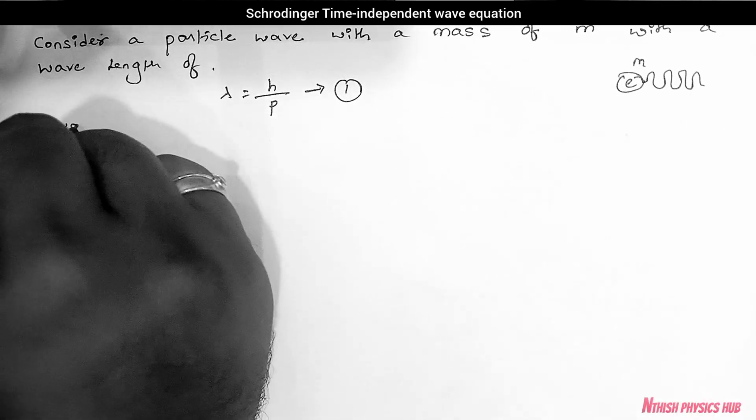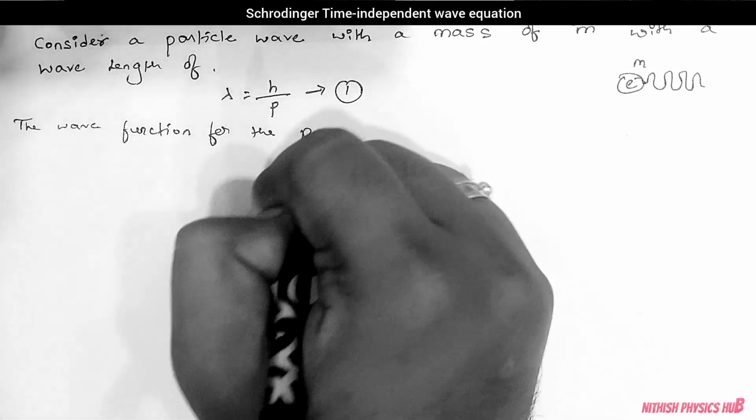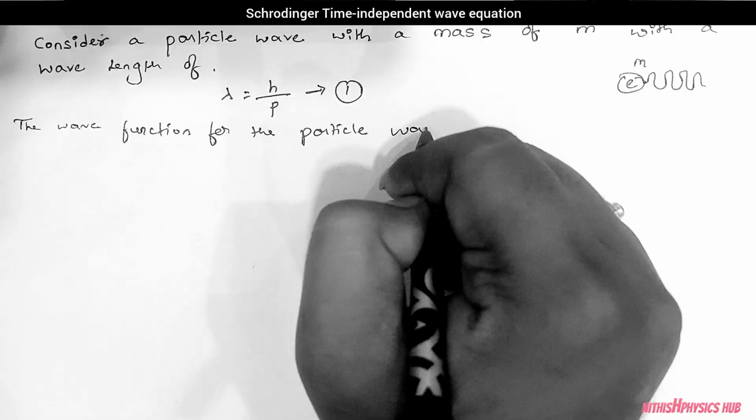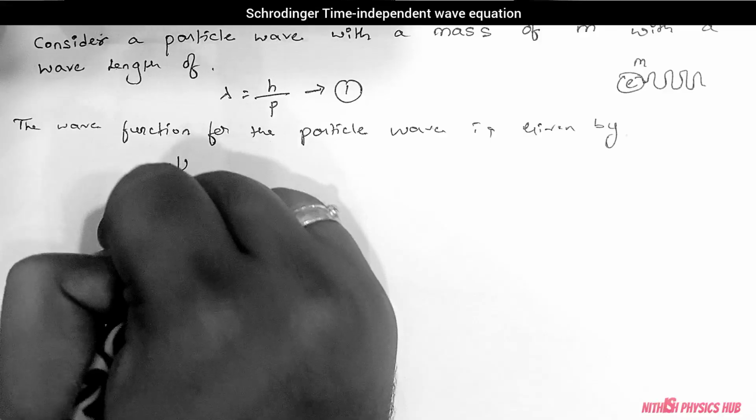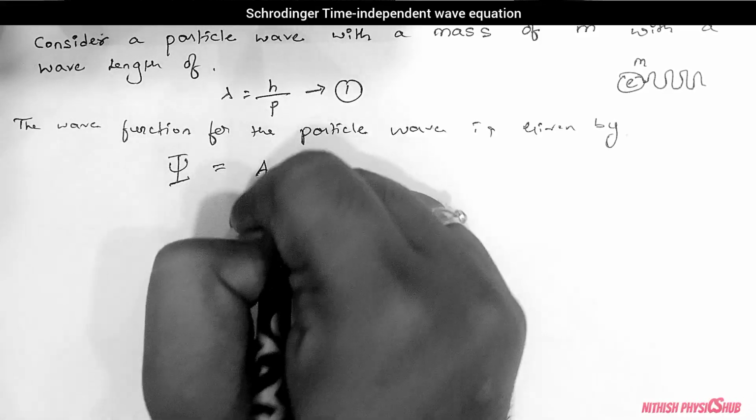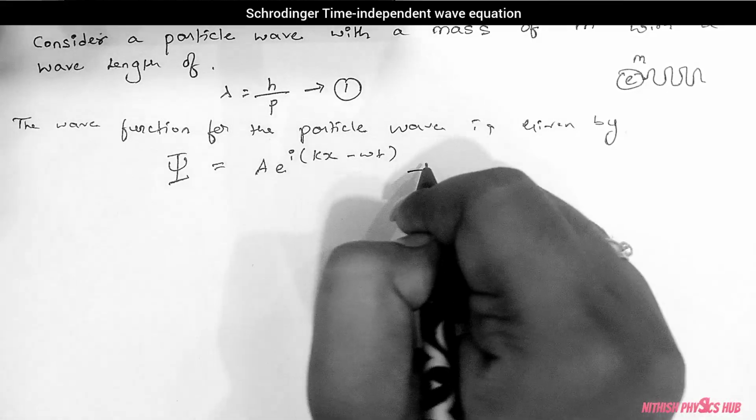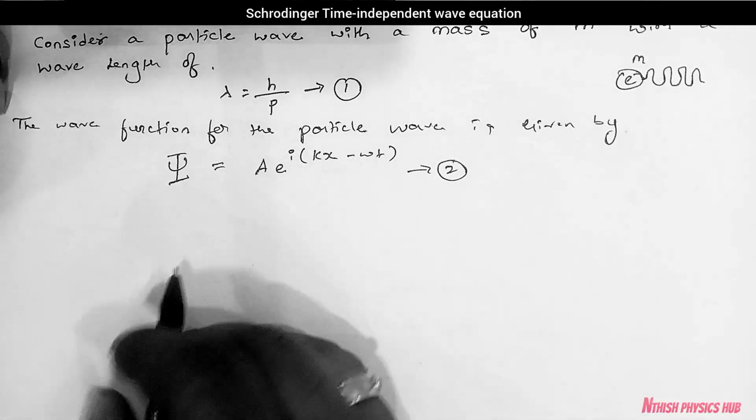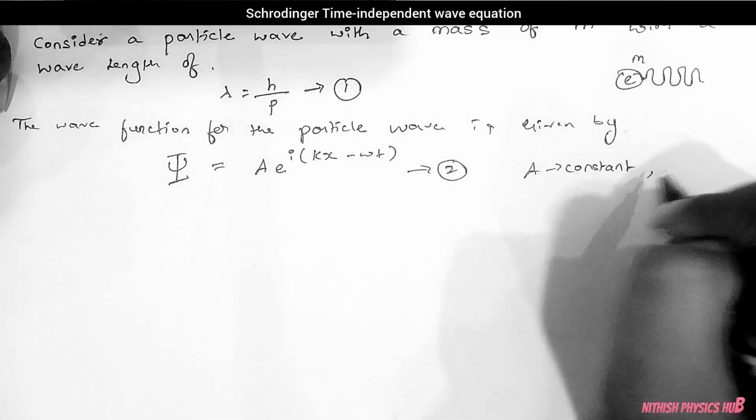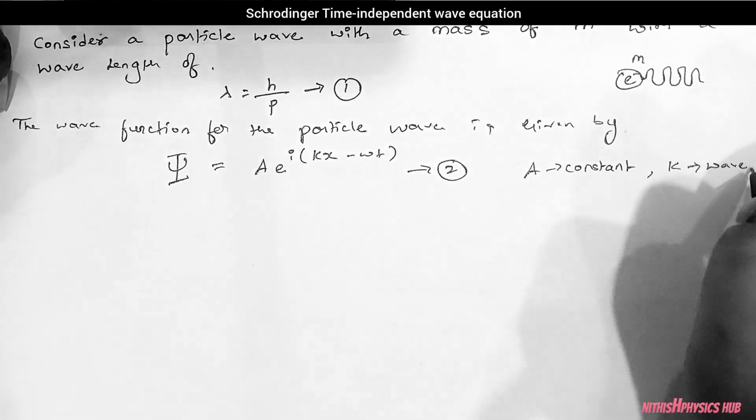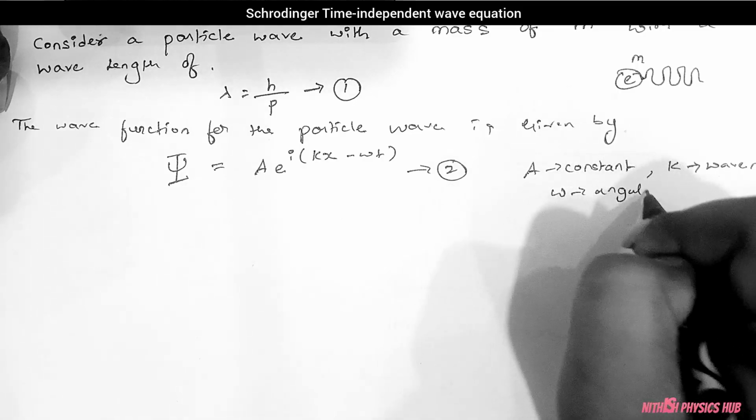So the wave function for the particle wave is given by psi is equal to A into e to the power of i(kx minus omega t). Take it as equation number 2. So what do you mean by A? A is a constant which represents the amplitude, and k is the wave number, and omega stands for angular frequency.